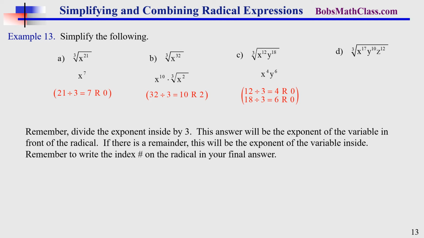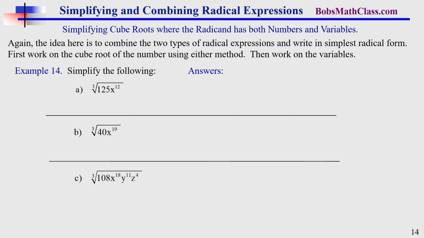3 into 17, 5 times, remainder 2. 3 into 10 is 3, remainder 1. 3 into 12 is 4, no remainder. So the quotient is your exponent of the variable in front, and your remainder is your exponent of the variable inside. Okay, let's put it together with some coefficients.